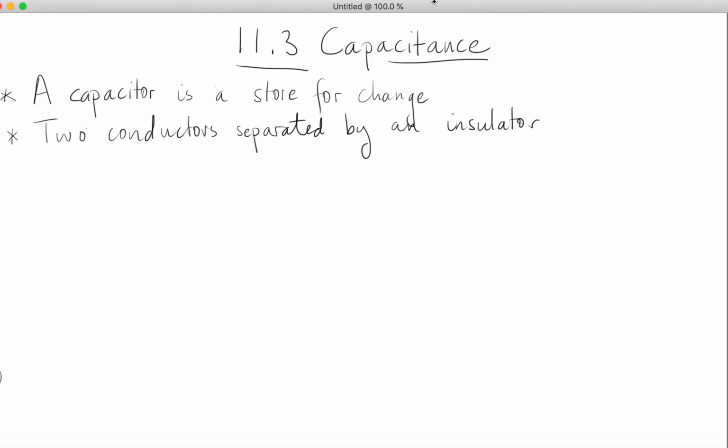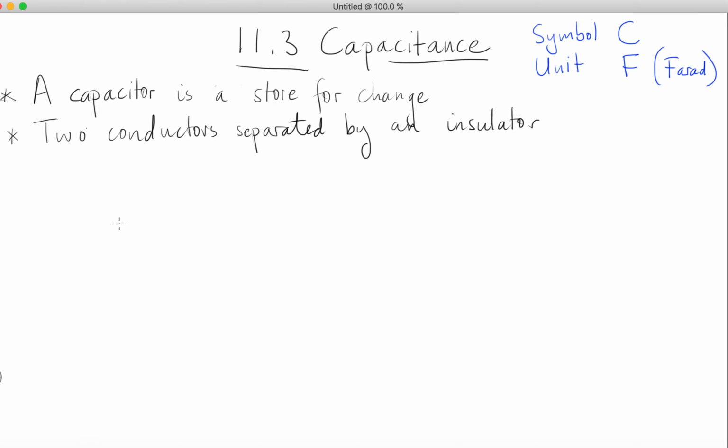This time we're going to talk about capacitance. What is capacitance? Well, a capacitor is a store for charge. So capacitance is the physical quantity of charge storage, if you like. And it's given the symbol big C, and the unit is the farad, capital F.